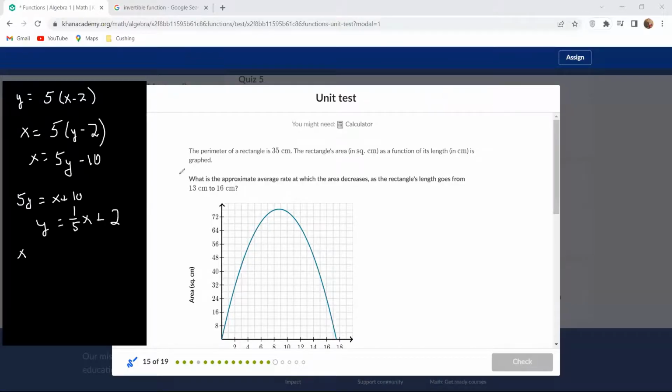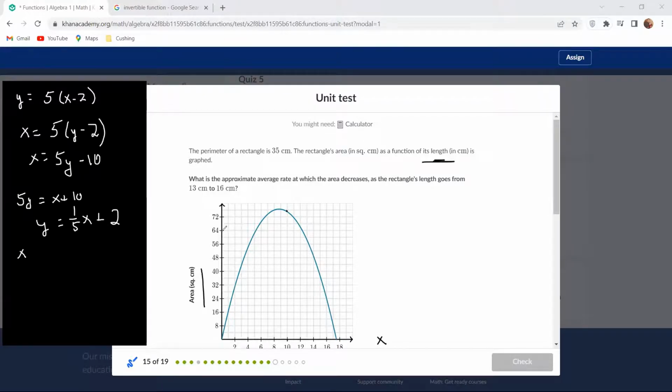All right, so this is more fun with graphing. It says the perimeter of a rectangle is 35 centimeters. The rectangle's area in square centimeters as a function of its length is graphed. So the area is a function of length. So the input is the length. So this X is the length, and it should be labeled like that. And then the output is the area. So if the length is 10 centimeters, the area is whatever that is, over 72.